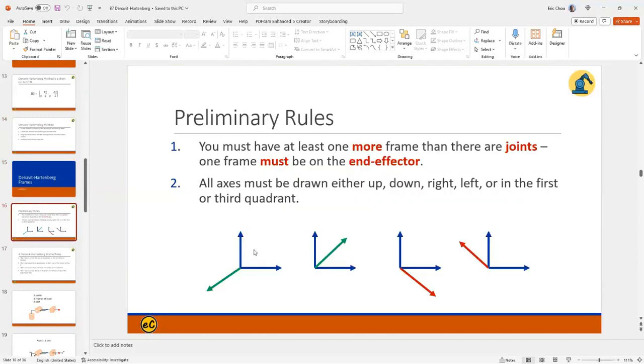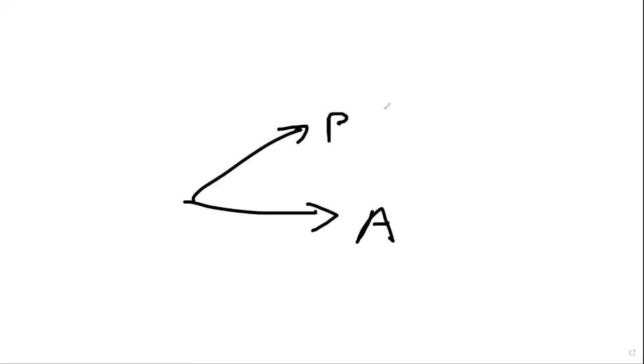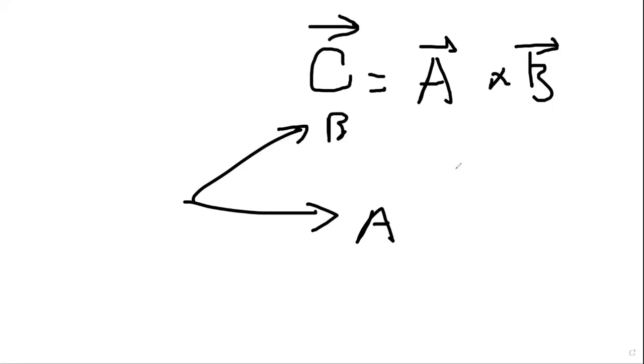Okay, so for Denavit-Hartenberg frame rule number 1, you must use the right hand rule. What is the right hand rule? If you study the math, there is something called the cross product. Cross product means A vector cross B vector will be equal to C vector.